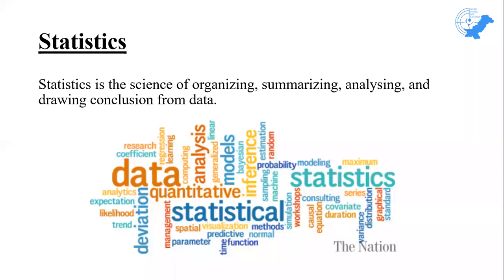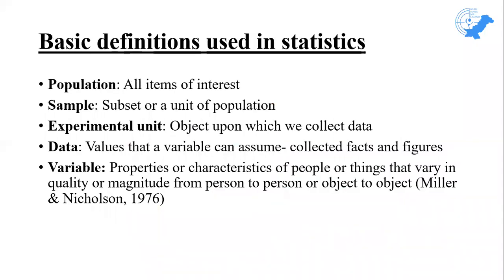Statistics is the science of organizing, summarizing, analyzing, and drawing conclusions from the data. With this basic definition, I would like to move toward the basic definitions which are used in stats as well as in SPSS. So what is population? Population is all the items of interest. Sample is a subset or a unit of a population. Experimental unit is an object upon which we collect data. While data is the value that a variable can assume, collected facts and figures.